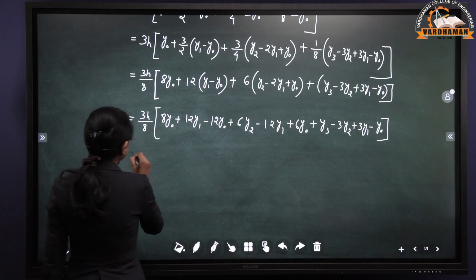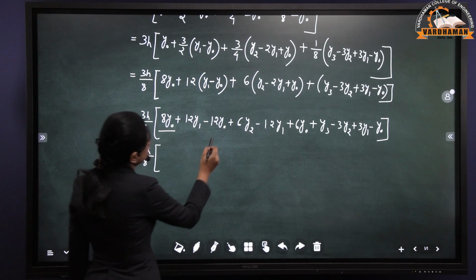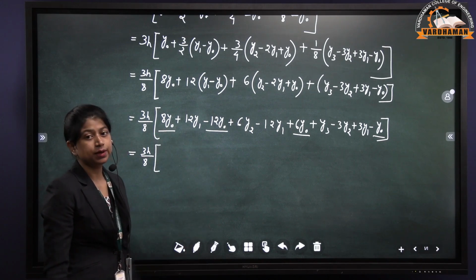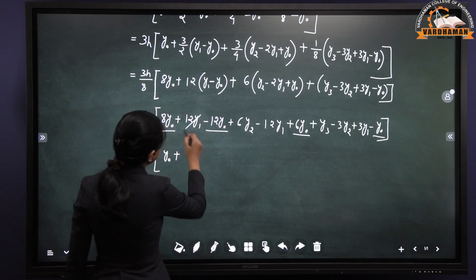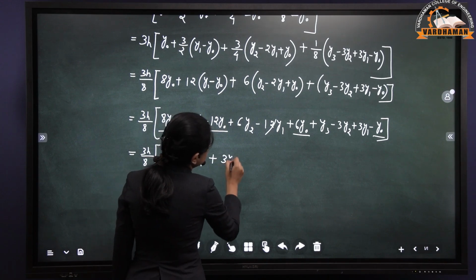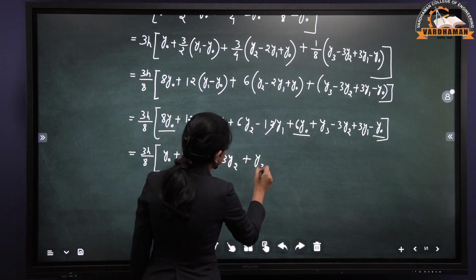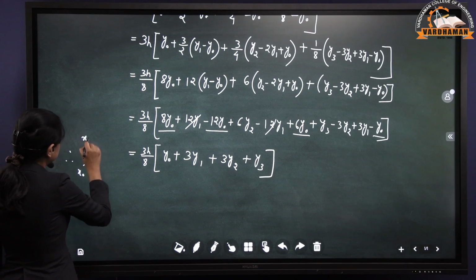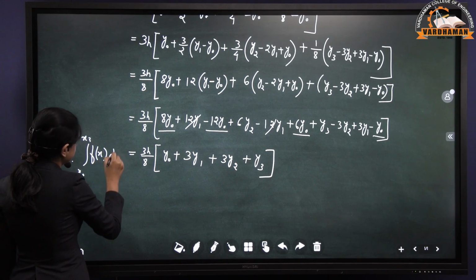Now what we will get? 3h by 8, from 8y0, minus 12y0, plus 6y0 and minus y0, we will get only y0, and the y1 terms 12y1 and minus 12y1 will be cancelled out. So we get 3y1 plus 3y2 plus y3. So this is what we are getting for x0 to x3 f of x dx.